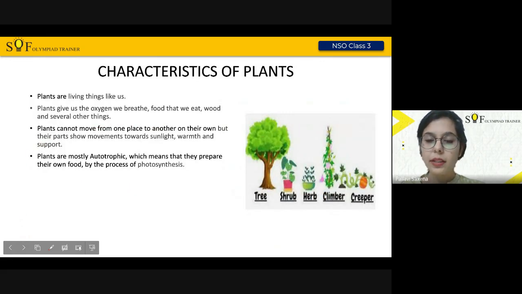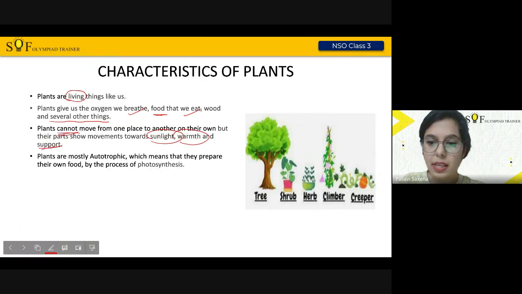So let's look at the characteristics of a plant like we just discussed. Plants are living things just like us. We have just spoken about this. Plants give us the oxygen that we breathe, food that we eat, wood, and several other things. Now, although plants cannot move from one place to another, we did discuss that some parts of the plant show movement towards sunlight. They can move towards temperature conditions, and they also move if they have a support.